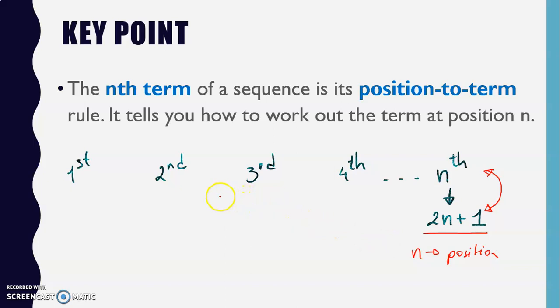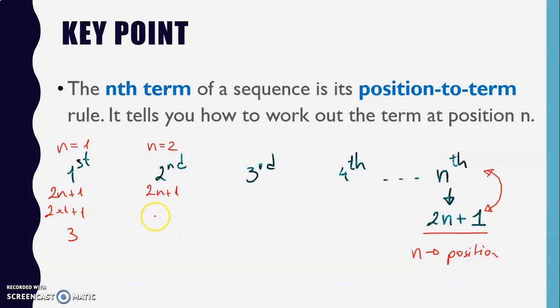Therefore, if we want to find the first term in our sequence, we take n to be equal to 1. If we want to work out the second term, n will be 2, and so on. So let's start with the first term. Let's write the formula, 2n plus 1 in this case. That means n equals 1, so 2 times 1 plus 1 will give us the first term, which is 3 in this case.